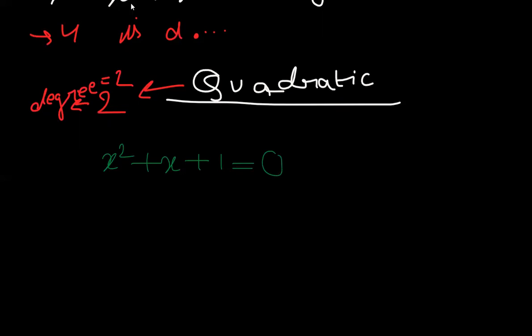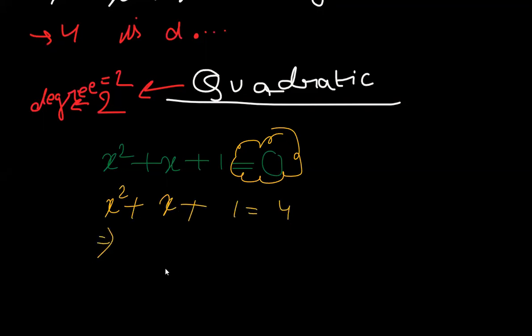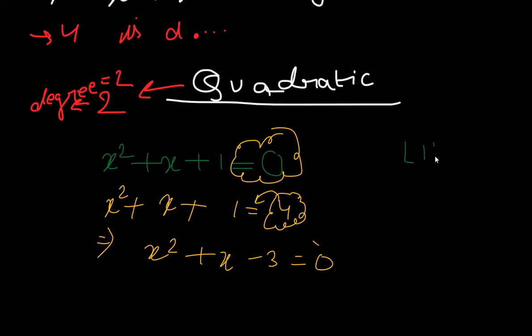Now you need to know that always the value will be equal to 0, or else we won't be able to find the answer. For example, if I say x square plus x plus 1 is equal to 4, then you have to make the RHS 0. So you have to transfer 4 to the LHS, then it becomes x square plus x, and 1 minus 4 is minus 3. So minus 3 is equal to 0.